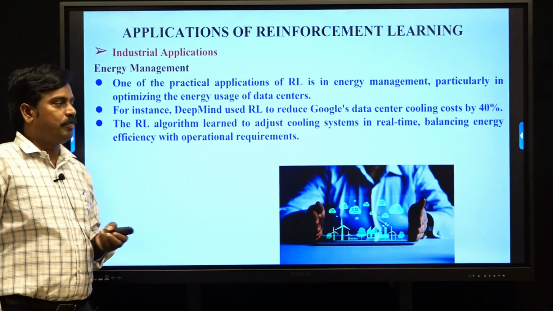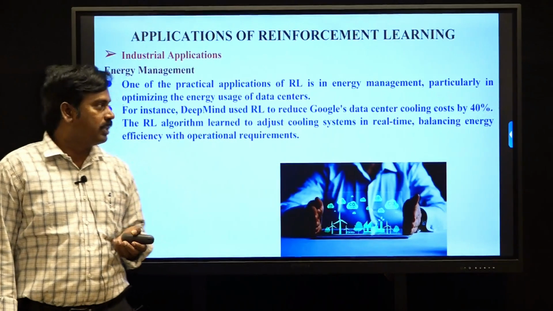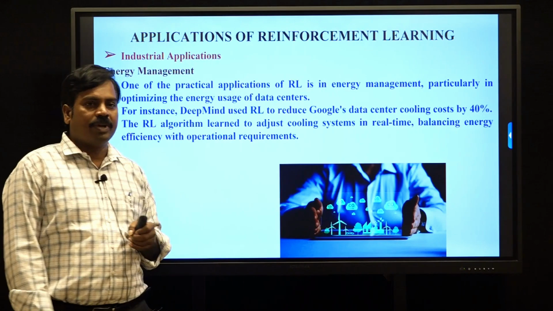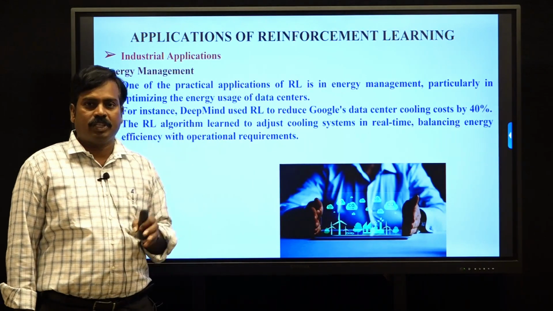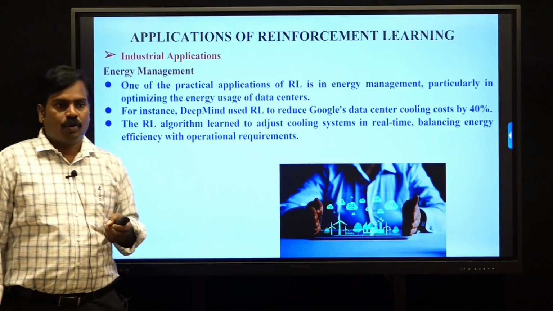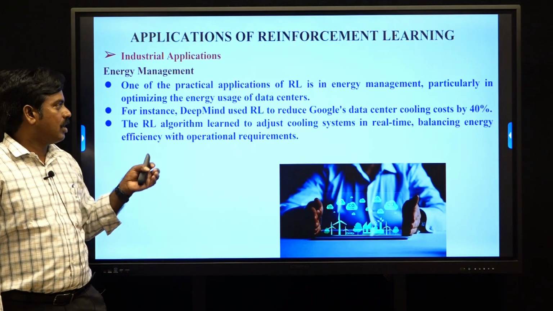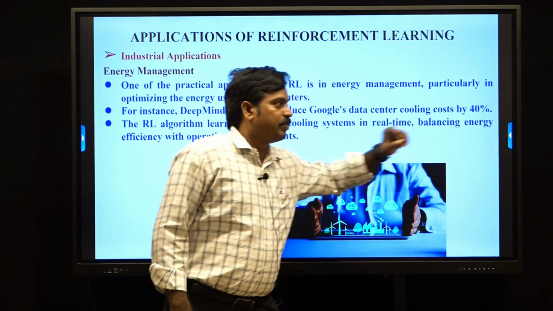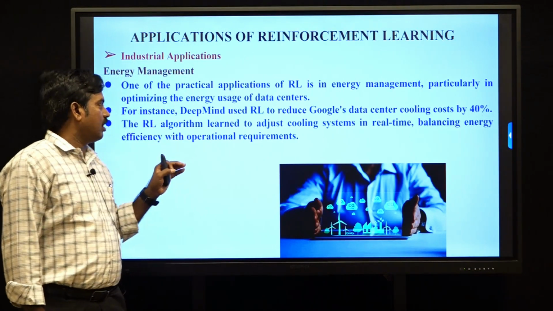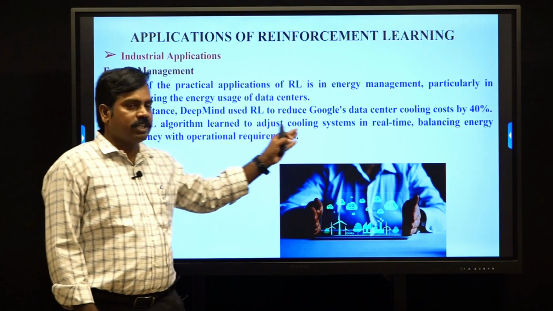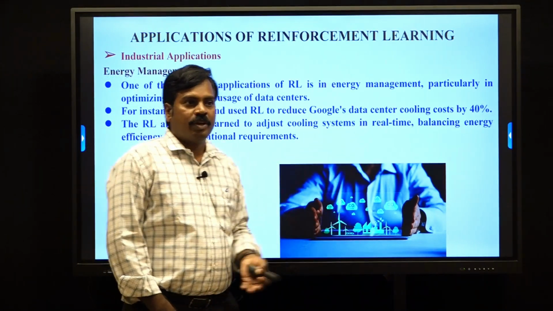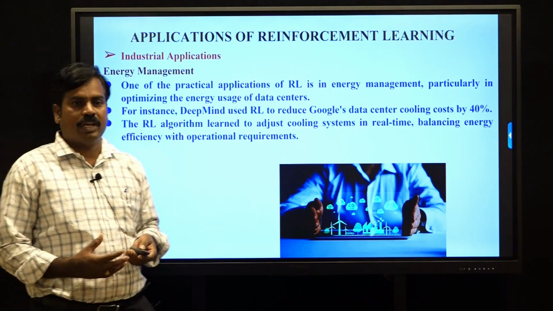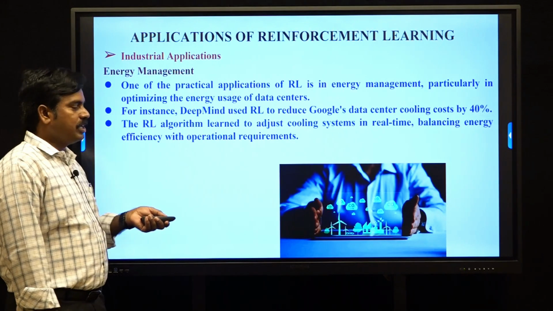Next one is industrial applications. Here we use reinforcement learning especially for energy management, particularly in optimizing energy usage in data centers. Google DeepMind used reinforcement learning to reduce the cooling cost by 40% at Google. The algorithms learn to adjust the cooling systems in real time, so they reduce the cost of energy management.